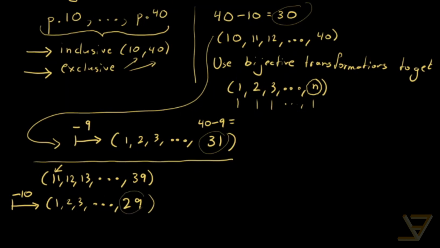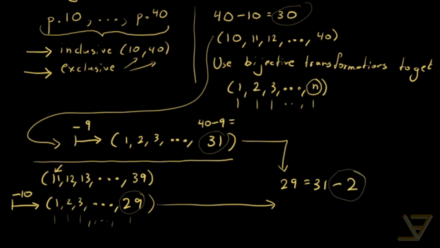So the answer is 29 because we've counted 1, 2, 3, all the way through 29. Now, this should make sense because 29 is equal to 31 minus 2. And this minus 2 is represented by 10 and 40, which we excluded. So that's just a little double check for us to make sure that our final answer over here was correct and that it relates correctly to our answer over here.